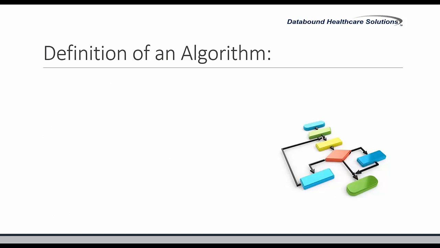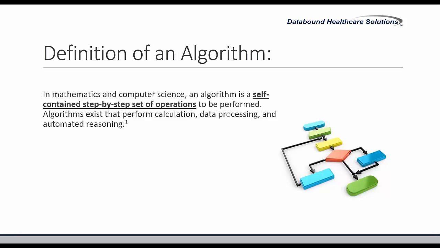And to start, we want to talk about the definition of an algorithm, because usually when people hear the word algorithm, it brings up a lot of different thoughts. So we wanted to clarify what we're talking about when we talk about an algorithm. That first definition is in mathematics and computer science, an algorithm is simply a self-contained, step-by-step set of operations that are to be performed by the computer. They exist to perform calculations, data processing, and automated reasoning.